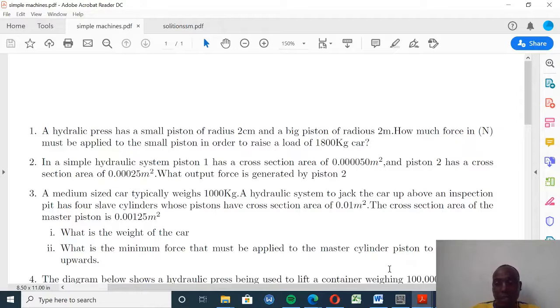A hydraulic system to jack the car up above an inspection pit has 4 cylinders, and the 4 slave cylinders have pistons whose cross-section area is 0.01 meters squared. The cross-section area of the master piston is 0.000125 meters squared. What is the weight of the car? That is question number 1. Question number 2, what is the minimum force that must be applied to the master cylinder piston to raise the car upwards?